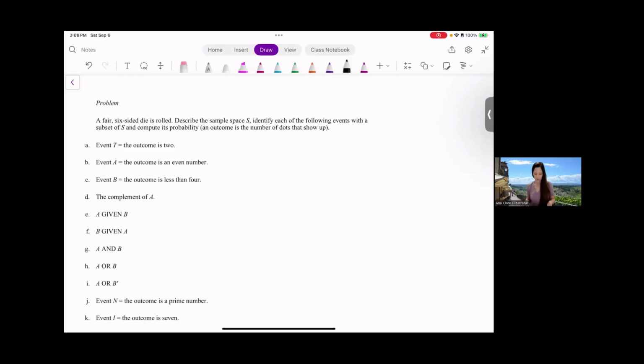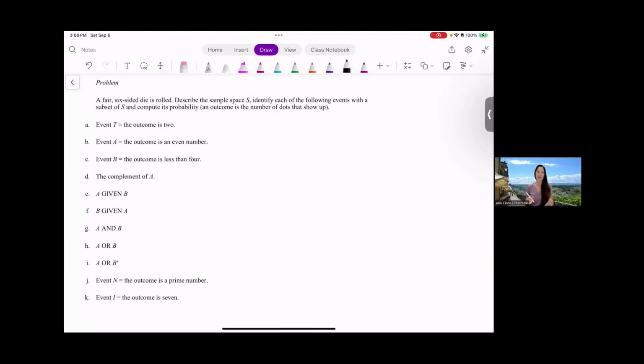We are going to be calculating more probability with listing sample spaces, calculating the probability using and, or, and given. We are dealing with a fair six-sided die. That means that each side is equally likely to be chosen, and the options are 1, 2, 3, 4, 5, and 6. We're going to describe each sample space of the events that are given, and then also calculate that probability. So for the first one, event T, the outcome is 2.